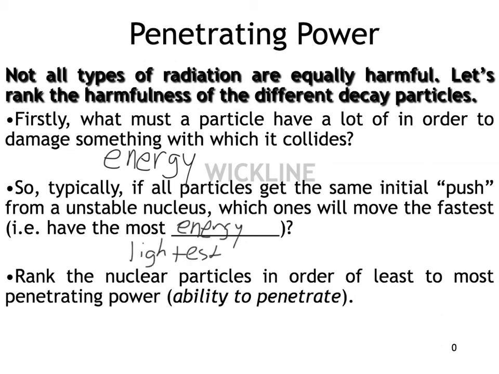So moving further, if you order the nuclear particles in order of least to most penetrating power, you're going to consider two things. Firstly, the ones that are lightest and therefore move the fastest also have the most energy. So they're going to be the ones that are in the running for high penetrating power. But there is another factor, and the other factor is charge.